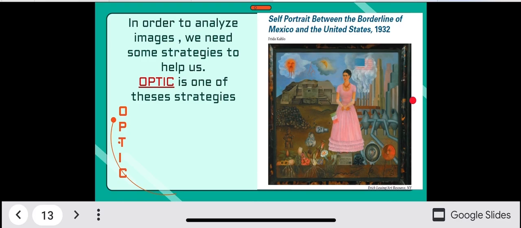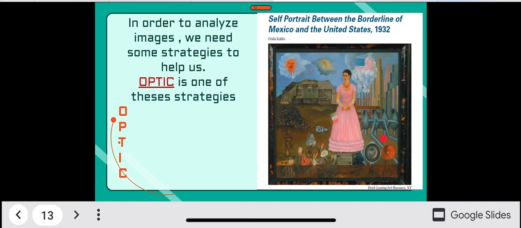Reading this title, I can see that self-portrait here means that this is actually Frida. She's actually the one who drew this image. Between the borderline of Mexico and the United States, here I can know that she is standing in the middle. Okay, between the United States and Mexico at the border. As you know, Mexico is on the border with the United States.